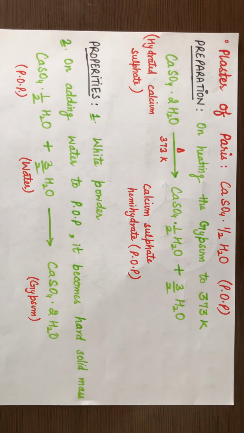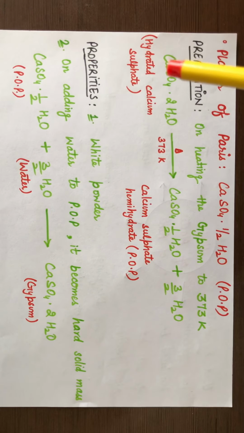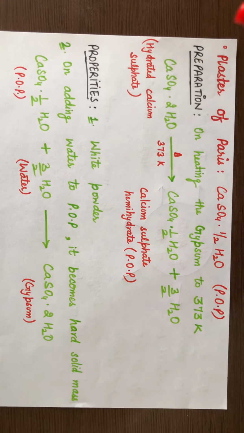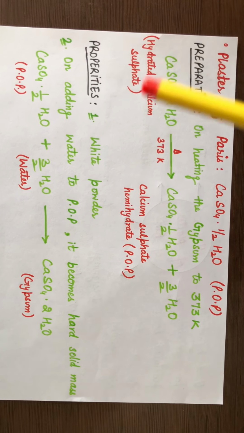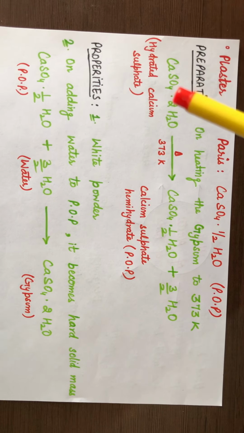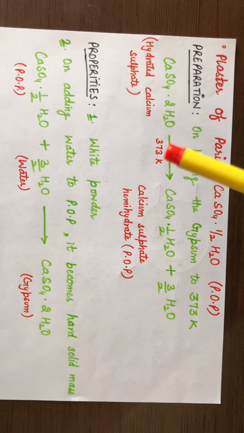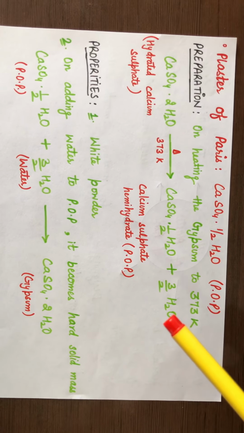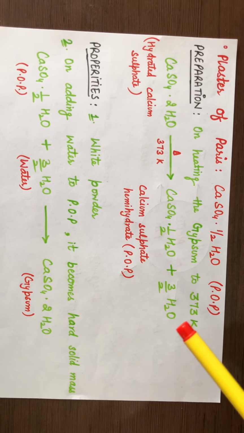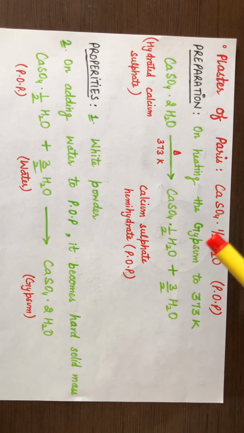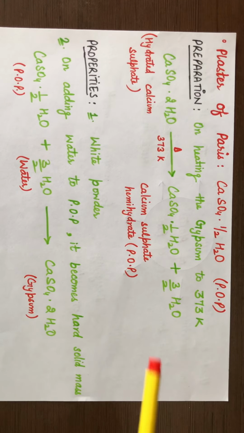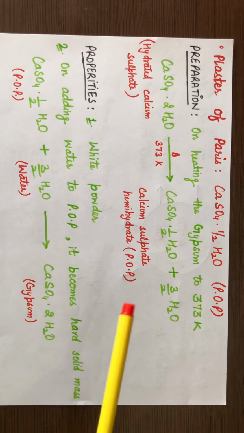So what is gypsum now? Gypsum is a hydrated calcium sulfate, meaning CaSO4.2H2O is gypsum, and when we heat this to 373 Kelvin, it loses 3/2 water molecules, and only calcium sulfate hemihydrate is obtained, which is known as POP or plaster of Paris.